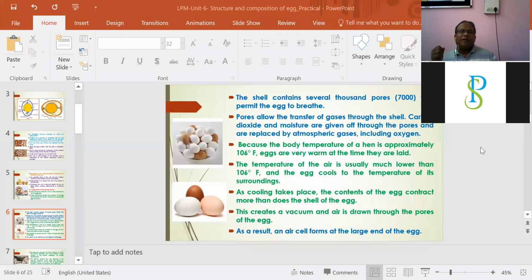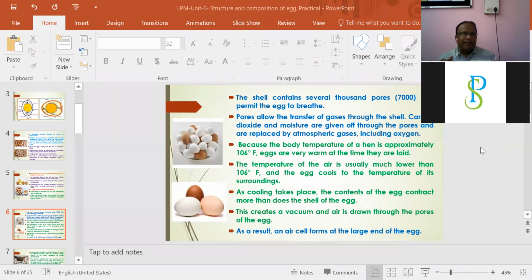Because the body temperature of the hen is approximately 106 degrees Fahrenheit, eggs are very warm at the time they are laid. When eggs are laid by the hen, the temperature of the egg is just like the body temperature of the hen, that is 106 degrees Fahrenheit. And the temperature of the air where it is stored, outside the body of the hen, is much lower than the temperature of the hen. So eggs cool down to room temperature.